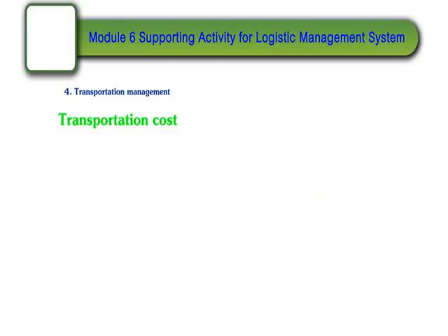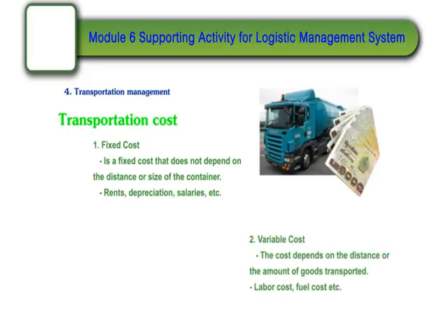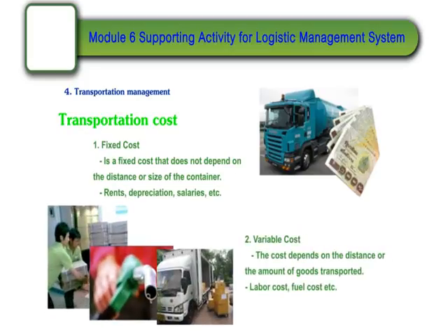For transportation cost, whether it's handling itself or hire, there are 2 types. Number 1, fixed cost. It is a cost that does not depend on the distance or size of the container, such as rents, depreciation, salaries, etc. Number 2, variable cost. The cost depends on the distance or the amount of goods transported, such as labor cost, fuel cost, etc.